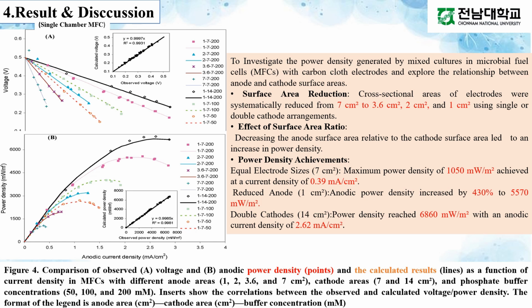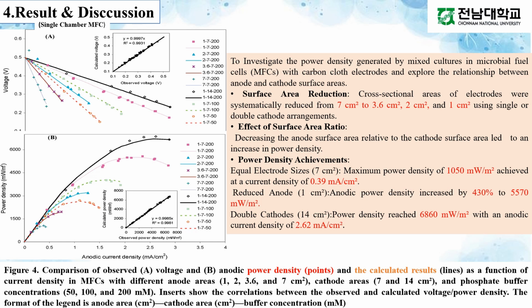5,570 milliwatt per meter square. A power density of 6,860 milliwatt per meter square was achieved when double cathodes, 14 centimeters square, were used, corresponding to an anodic current density of 2.62 milliampere per centimeter square.